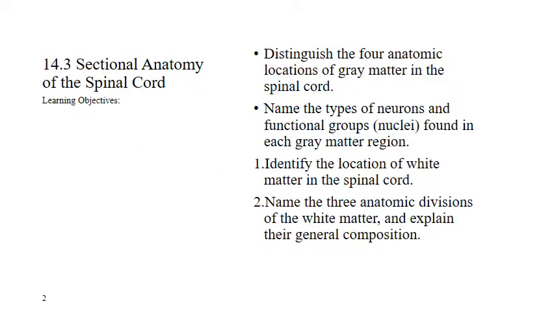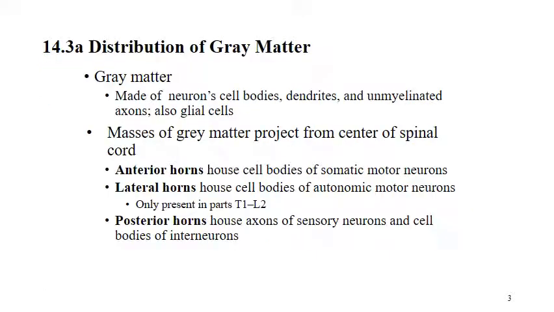All right, talking about gray and white matter distribution in the spinal cord. So we have four different objectives here. We want to distinguish the four anatomic locations of gray matter in the spinal cord, name the types of neurons and functional groups or nuclei found in each gray matter region, and then identify the location of white matter in the spinal cord, and lastly, name the three anatomic divisions of the white matter and explain their general composition.